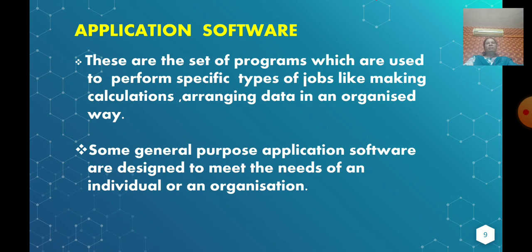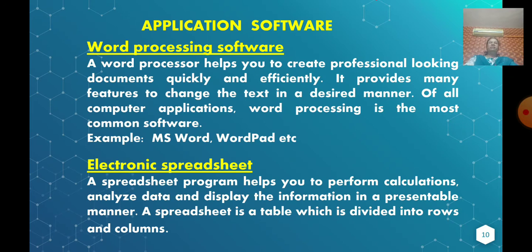Some general purpose application software are designed to meet the needs of an individual or an organization. We will discuss them one by one. The first one is word processing software. The word processor helps you to create professional looking documents quickly and efficiently. For word processing, we use MS Word and WordPad, right?